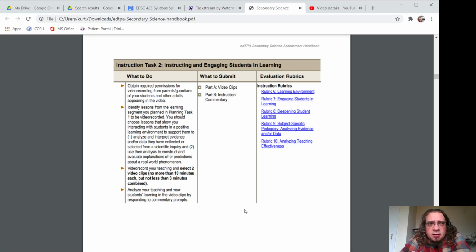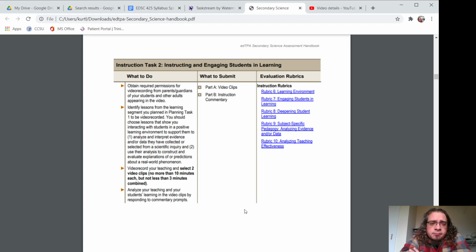I guess I should mention, although I know this will be dated pretty quickly, that with the pandemic, instruction Task 2 has not been part of the portfolio recently. I'm sure that will change again. So just something to keep an eye on. I'll go over this as if it's going to be required again, which I'm assuming it will be.